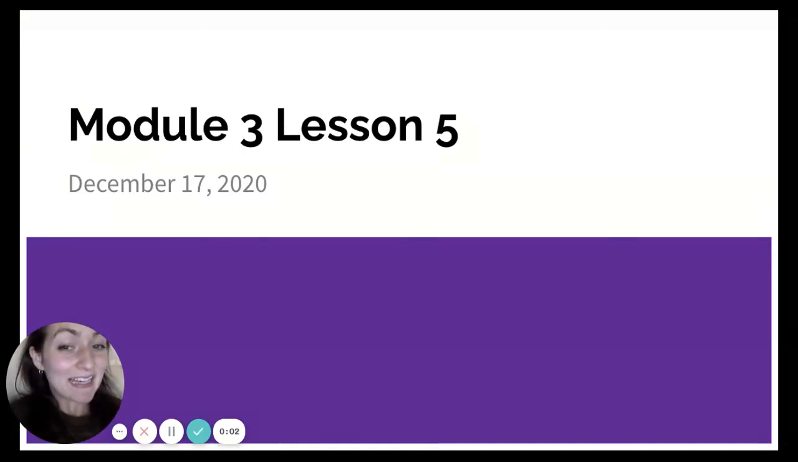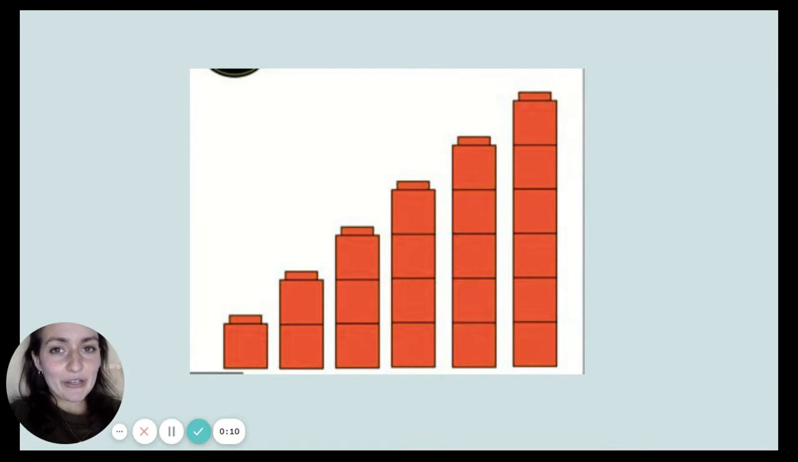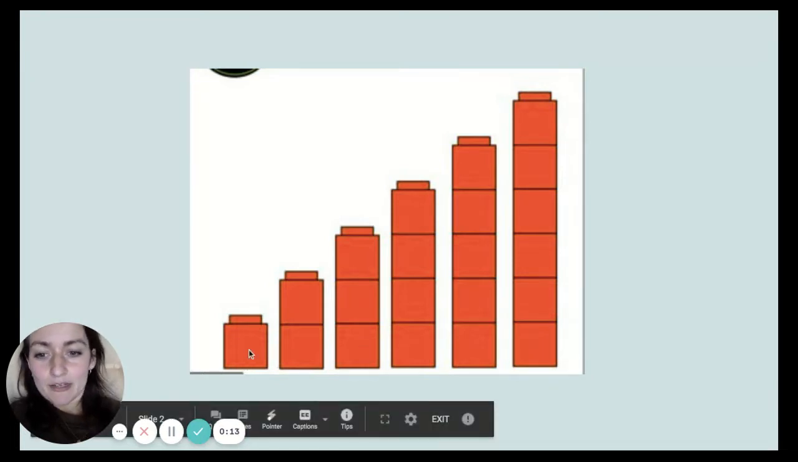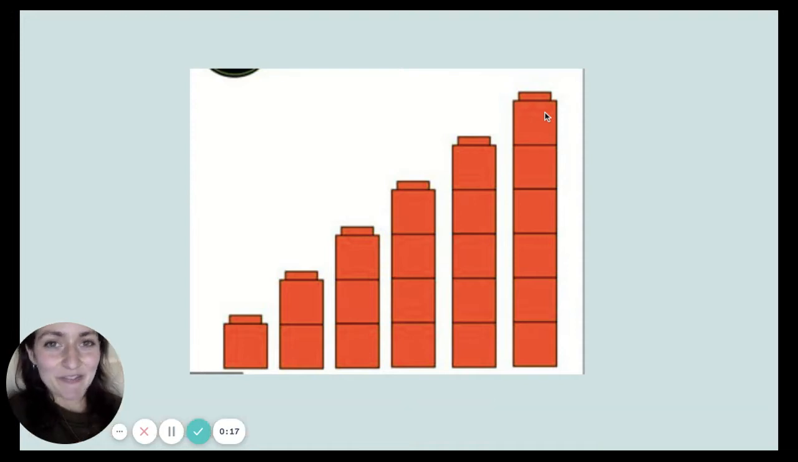Lesson of the week. Can you believe it? Today's math lesson is super quick because you all have been doing such a good job with measurements. But we're going to look at our cubes again. Remember, we have 1, 2, 3, 4, 5, 6 stacks of cubes. If you want to pause my video and go and get your own cubes, you are more than welcome to.